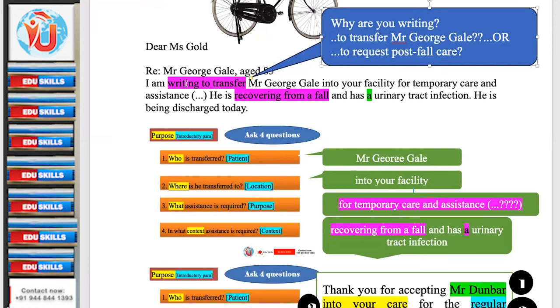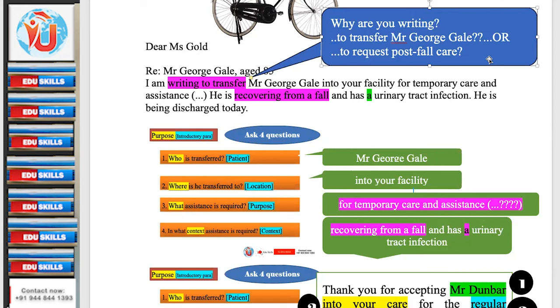So why are you writing? This introductory paragraph says, I am writing to transfer. So what does this mean? I am writing to transfer. To transfer Mr. George Gale? No. Or to request post-fall care? You are writing to request post-fall care. So is the initiation correct there? No. You are not writing to transfer. You are writing to request post-fall care or temporary care and assistance.